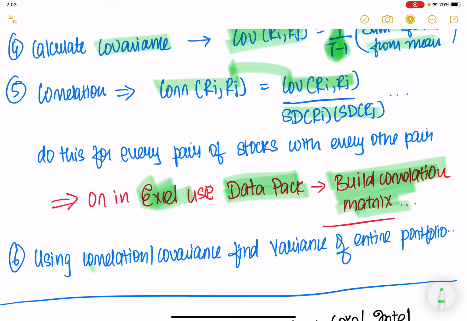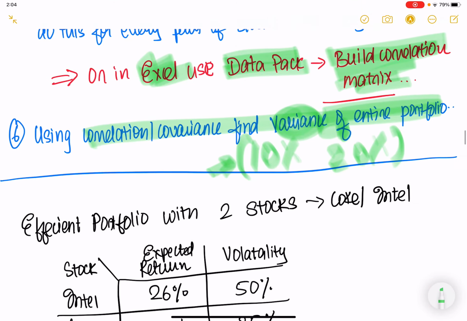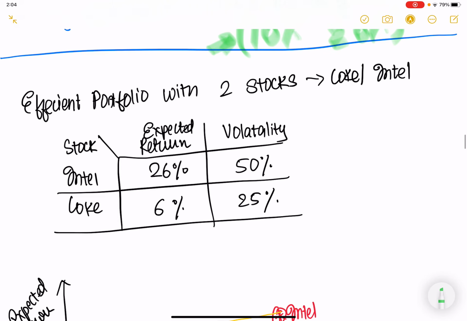You can actually find the variance for the entire portfolio. So you can say, if my portfolio returns 10% but the volatility is 20%, then that's the risk and return that you get. Volatility or variance is an important metric. So let's make it even more practical.